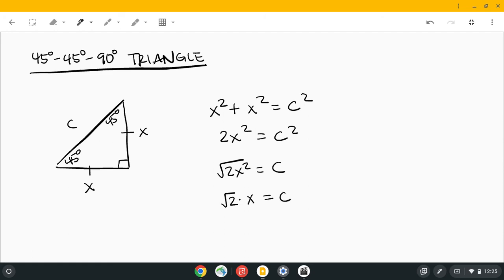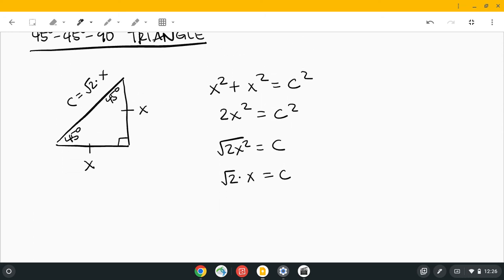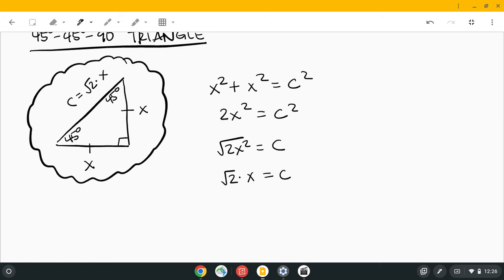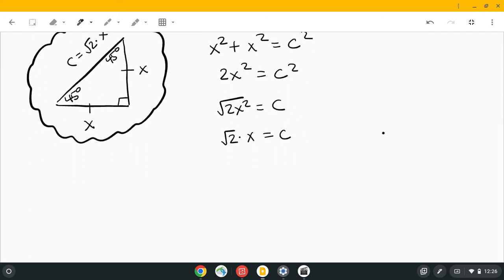Okay, so here the hypotenuse is square root 2 times x. You just need this diagram here in order to do the problems where they say go ahead and find the missing sides for the 45, 45, 90 degree triangle. Okay, so let's take a look at an example.